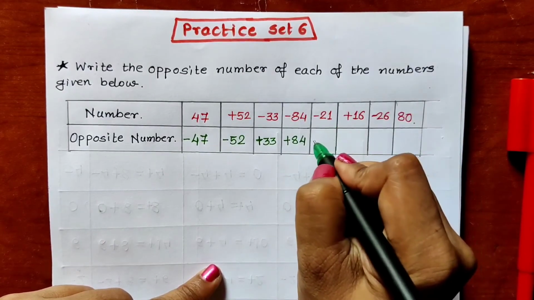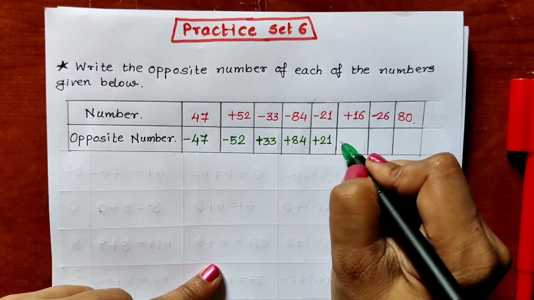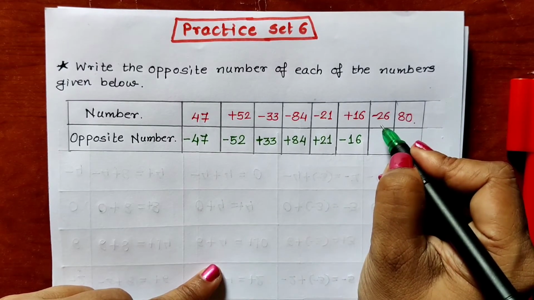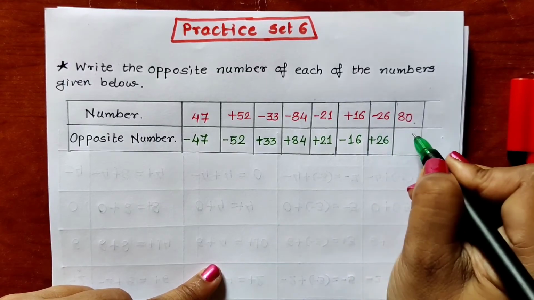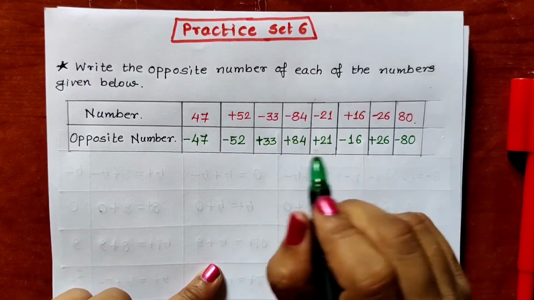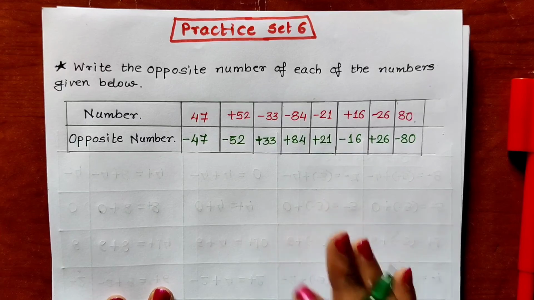Minus 21, opposite number is plus 21. Now plus 16 is there, so its opposite number will be minus 16. Minus 26 is there, so its opposite number will be plus 26. Plus 80 is there, its opposite number will be minus 80. So in this way, we can write the opposite numbers.